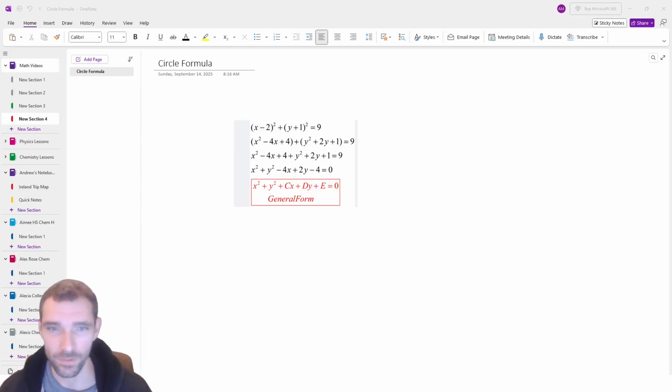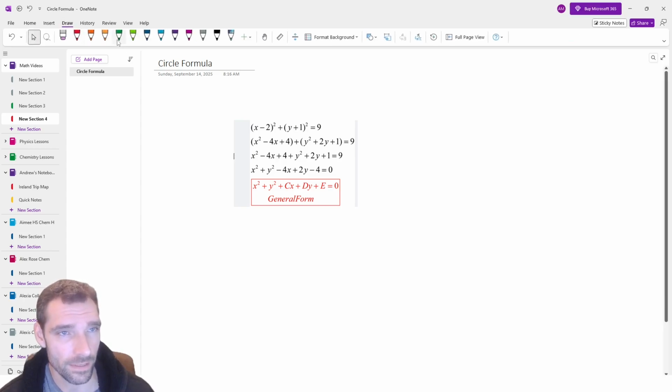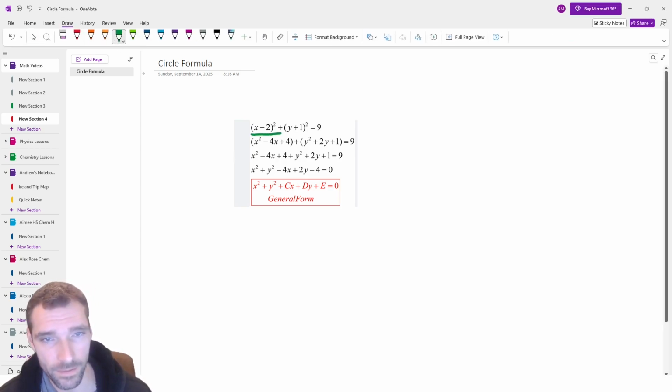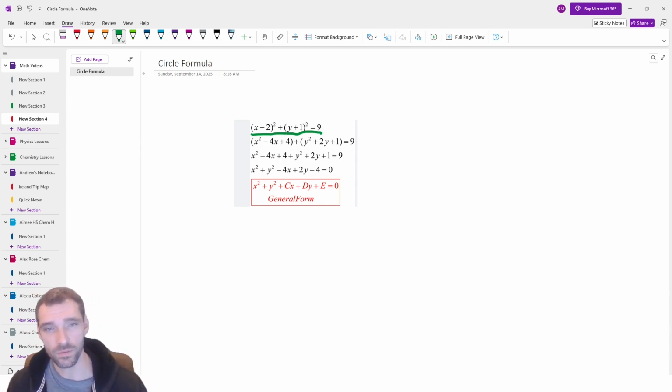Hi, my name is Andrew McLaren, and I want to help you really understand the circle formula beyond just memorizing it. Now, the standard form that we draw right here is a bit weird for most students to fully wrap their head around. So we're going to look at it with a number of examples.